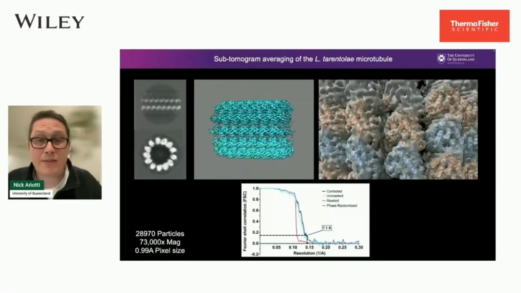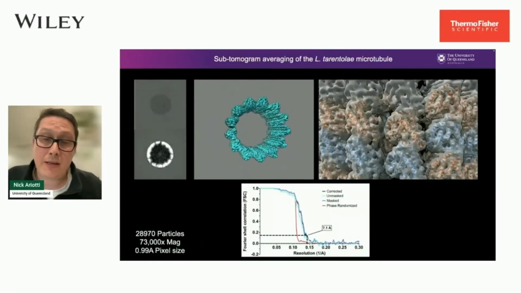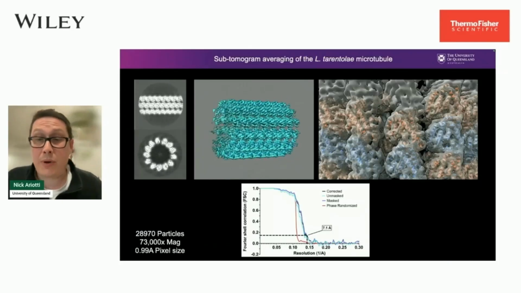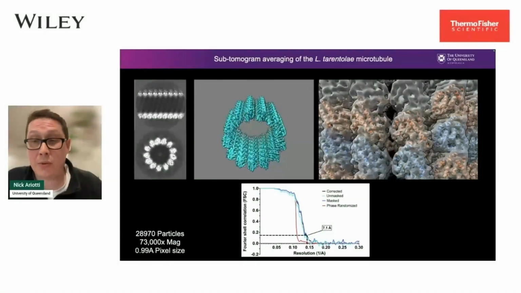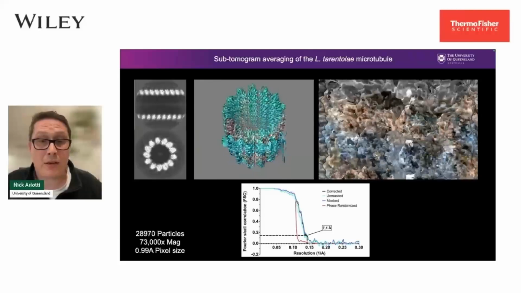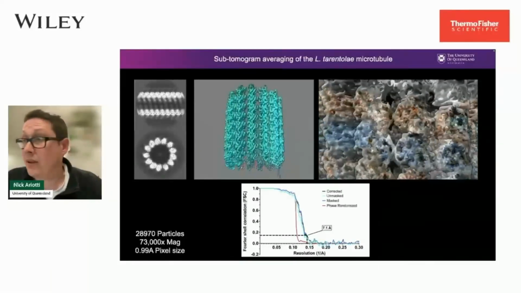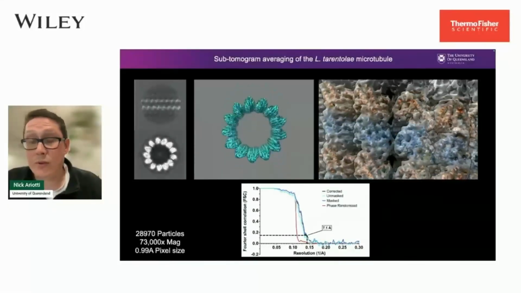All of this gave us a final resolution of 7.1 angstroms, which is what I think is quite impressive given how our setup is quite basic. And I think this nicely highlights the quality of Glacios that you can use very simply and easily.